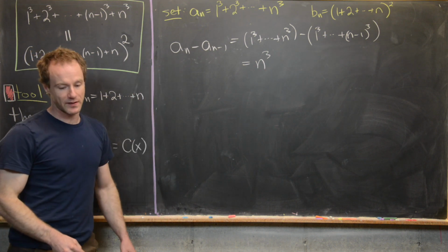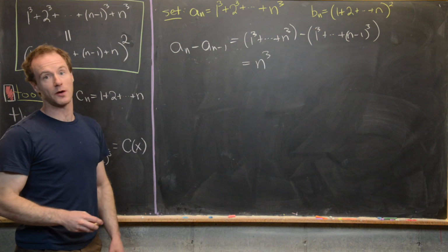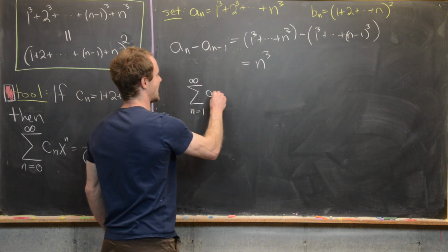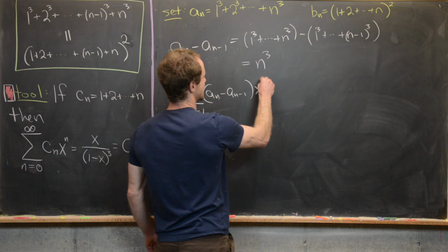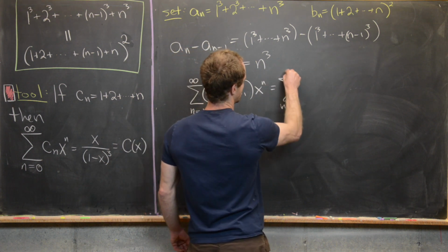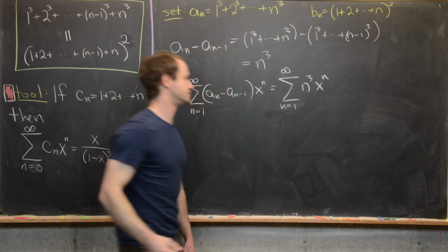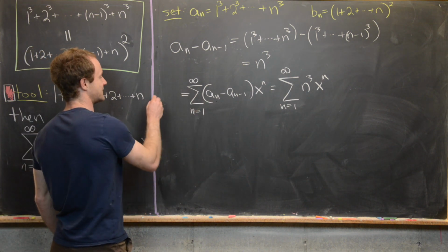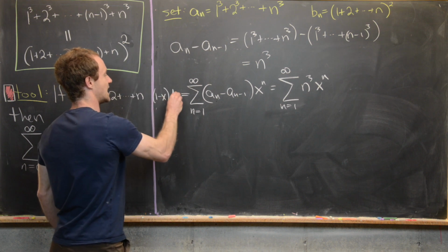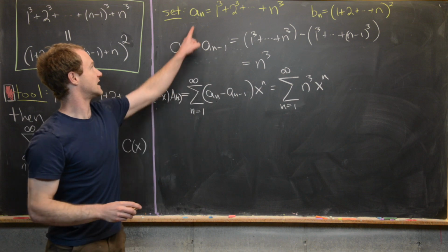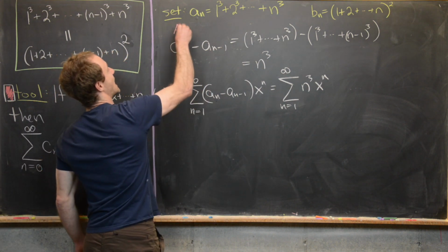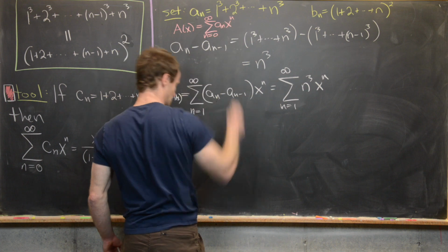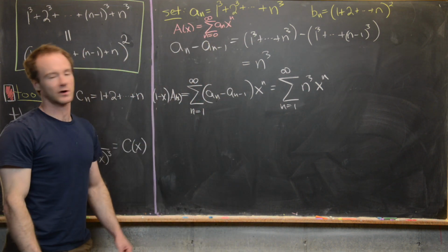Okay, and now we're going to multiply everything by x to the n and then sum over all positive values of n. And so that's going to give us the sum as n goes from 1 to infinity of a sub n minus a sub n minus 1 x to the n equals the sum as n goes from 1 to infinity of n cubed times x to the n. Okay, so just like before, this thing has a pretty nice form, and the form of this left-hand side is given by 1 minus x times a of x, where a of x is the generating function for a sub n. So in other words, we have a of x equals this sum, n equals 0 to infinity of a sub n x to the n, where the zeroth term is equal to 0, which is why we don't have to worry about it too much.